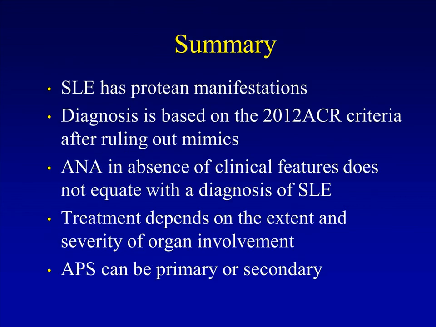Allow me then, in closing, to summarize the key points of this short presentation. First, SLE is an autoimmune disease with protean clinical manifestations. Second, diagnosis of SLE is based on the 2012 ACR criteria after ruling out mimics. Third, a positive anti-nuclear antibody in the absence of clinical features does not equate with a diagnosis of SLE. Fourth, treatment depends on the extent and severity of organ involvement. And fifth, anti-phospholipid antibody syndrome can be primary or secondary.